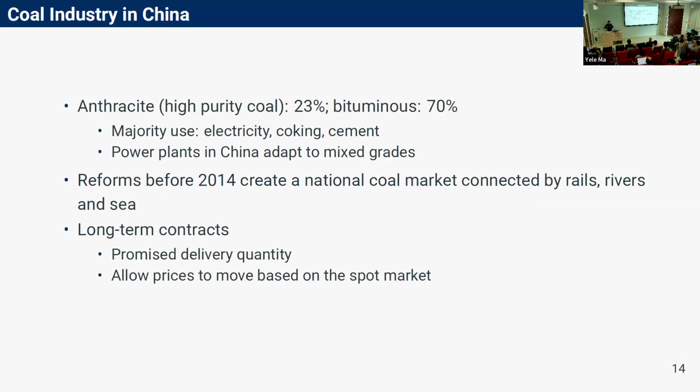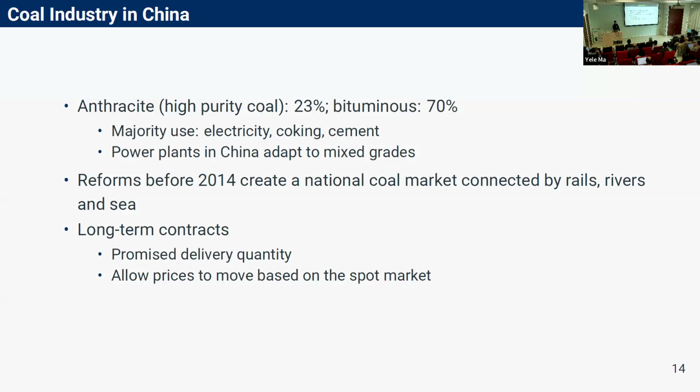Okay, let me now put some numbers to this idea with the case study on China's coal industry. The majority of the coal is of these two types. One is anthracite, which is higher quality, with higher purity coal. The other one is the bituminous coal, which is lower quality. The majority usage of coal in China is for electricity and coking and cement. And actually, the power plants in China adapt to mixed grades of coal, so they can use both of them.